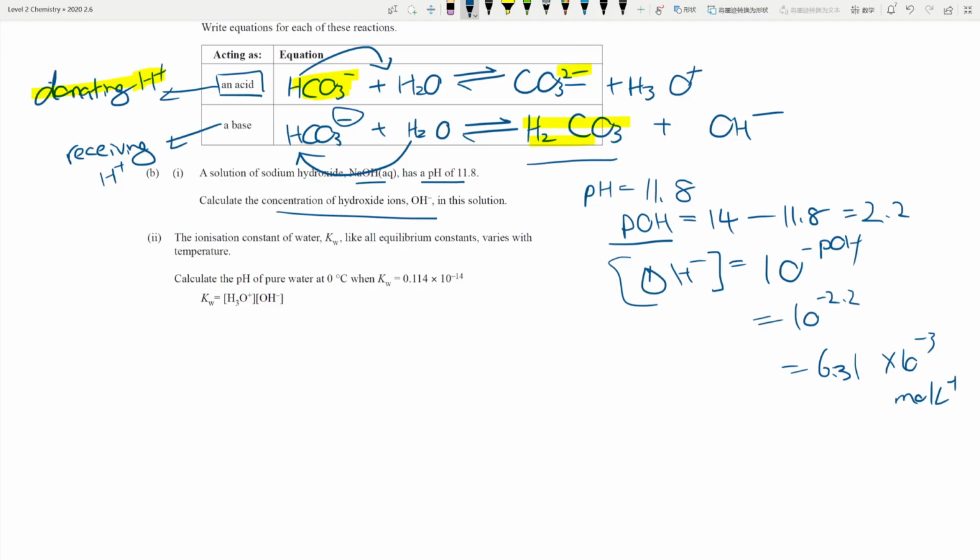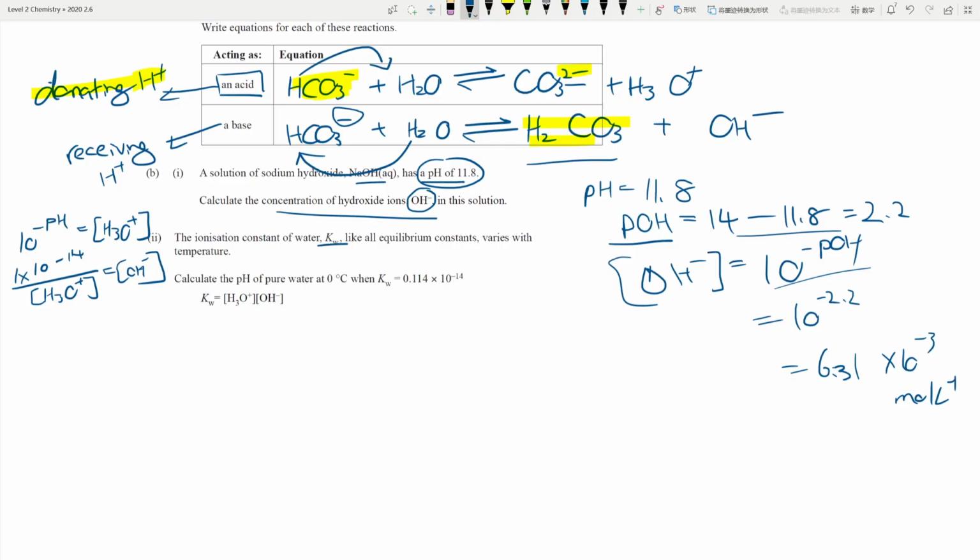What you could do is, if you know the pH, you can go 10 to the power of negative pH to find the H3O plus concentration, and once you've got that concentration, you can use 1 times 10 to the power of negative 14, which is Kw, divided by the H3O plus concentration, which equals the OH minus concentration. That is a longer method because you have to do more calculation. My way is you do a subtraction and then 10 to the power negative. That's much easier.